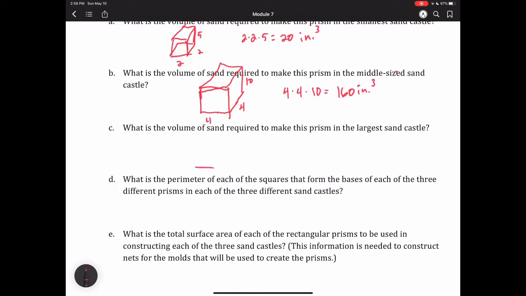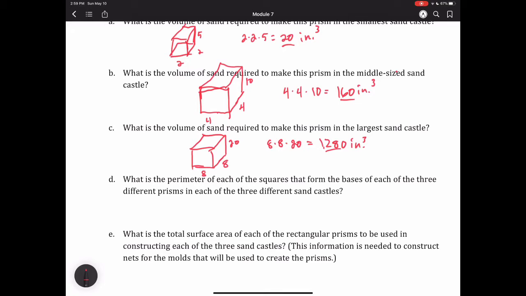And then what's the volume of sand for the largest sandcastle? Well, now, and I'm not going to make my drawing any bigger, I'm just going to double the numbers, 8, 8, and 20. So now we've got 8 times 8 times 20, and that's going to be 1,280 inches cubed. Okay, so that's even larger. Okay, we're going up pretty rapidly from 20 inches cubed to 160 inches cubed, then all the way up to 1,280 inches cubed.